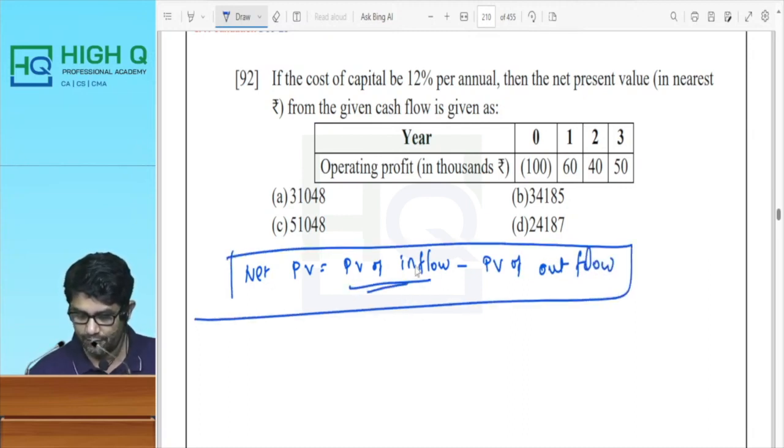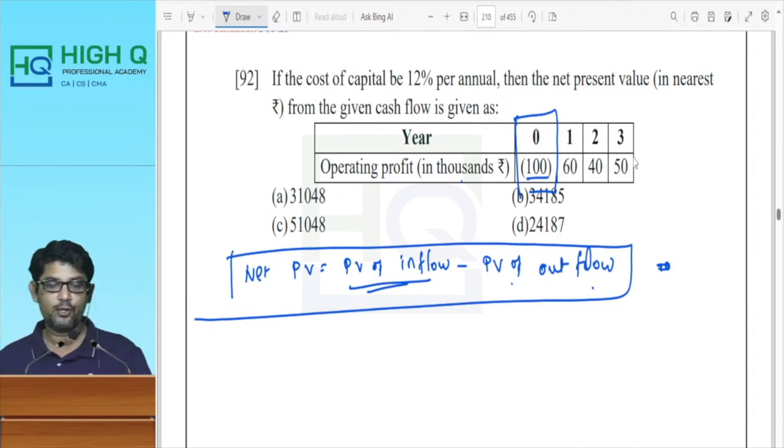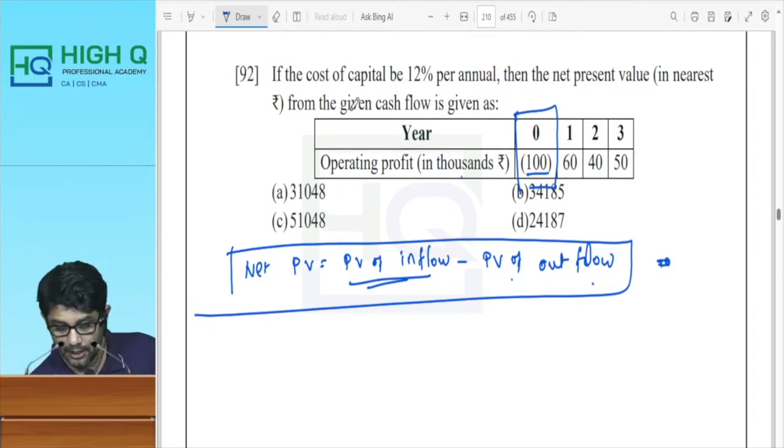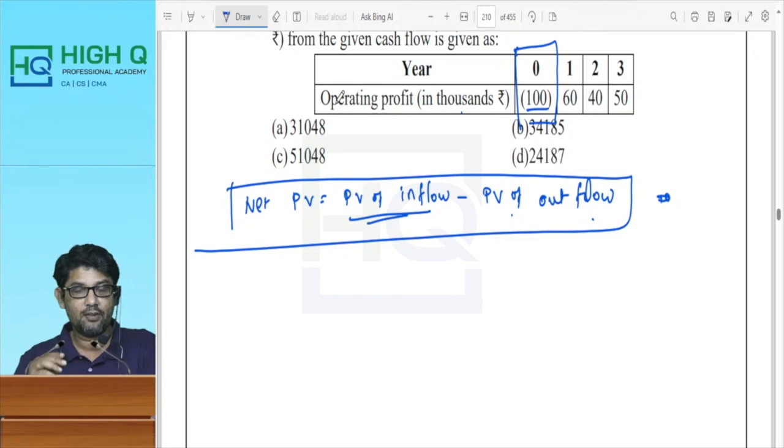First, what is inflow? Let us find out. Present value of outflow is already given. See, this is the present value of outflow, 100,000. That means 1 lakh. Present value of outflow is 1 lakh actually. Now, let me find out the present value of inflows.